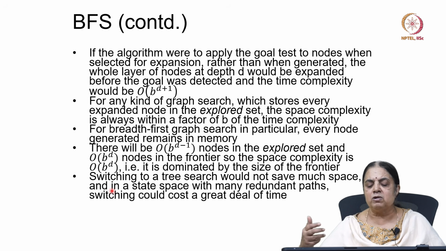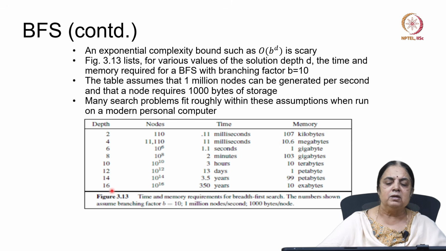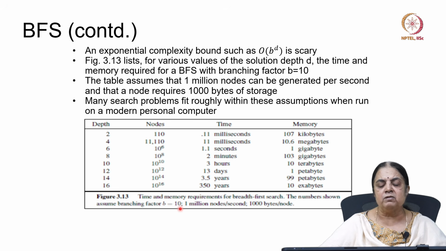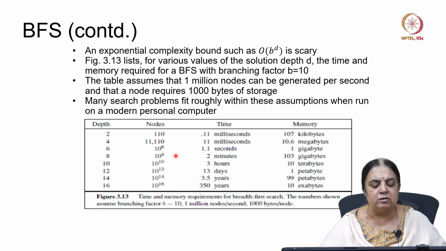because it's exponential. So let us see how this is exponential. So suppose the depth is 2, 4, etc., right? So what you have done is we have taken a branching factor of 10 here. So if we take a branching factor of 10, and we take different D's, where D is your depth, you find that if your depth is 2, you get so many nodes, if your depth is 4, you get so many nodes, etc.